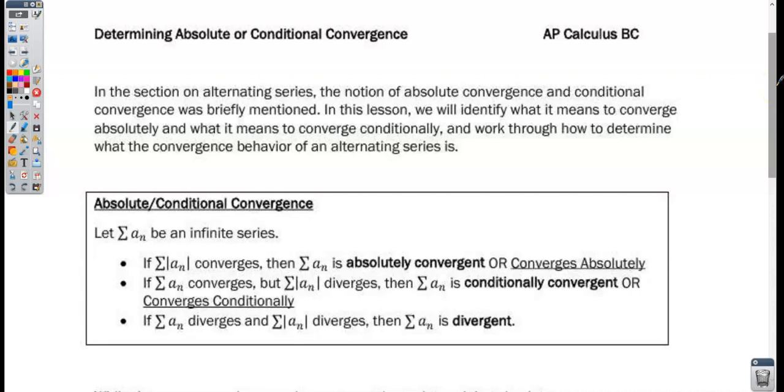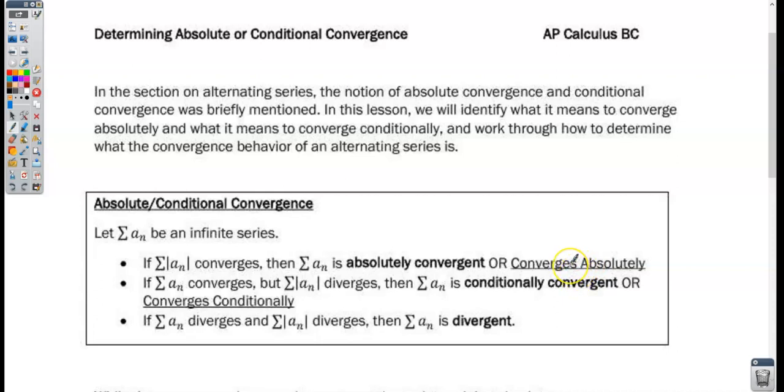So suppose we have some series, sum of a sub n, and that it's an infinite series. If the sum of the absolute value of a sub n converges, that means that the original series here is absolutely convergent, or we will say it converges absolutely.